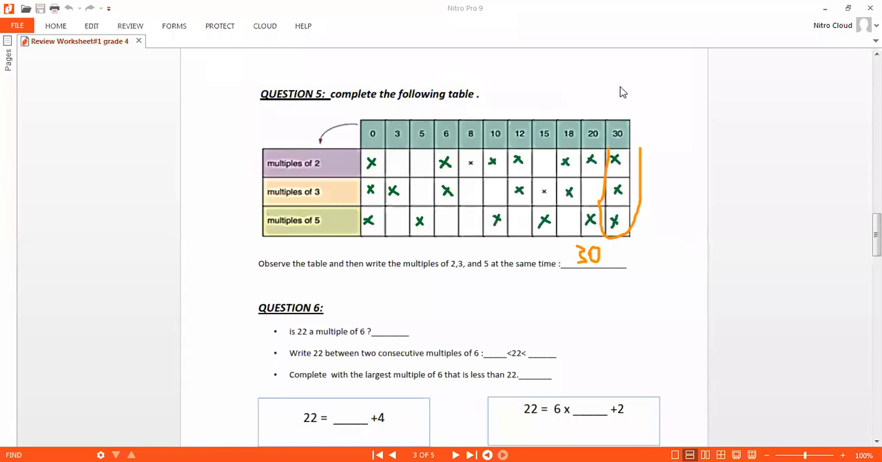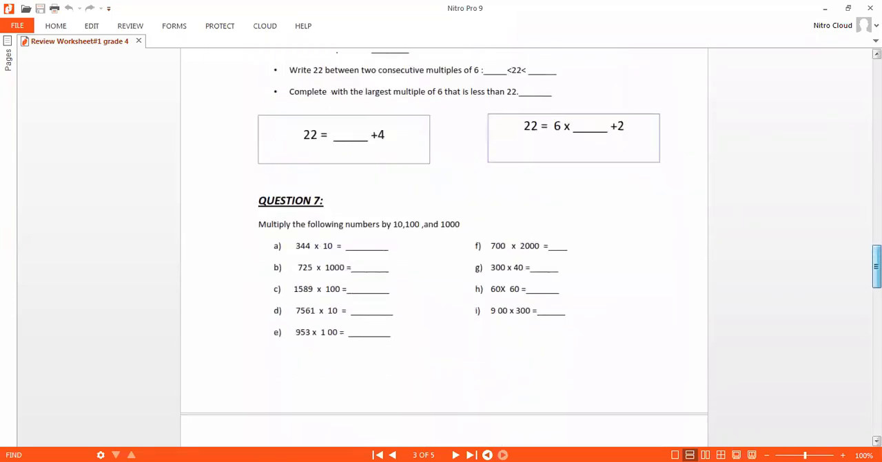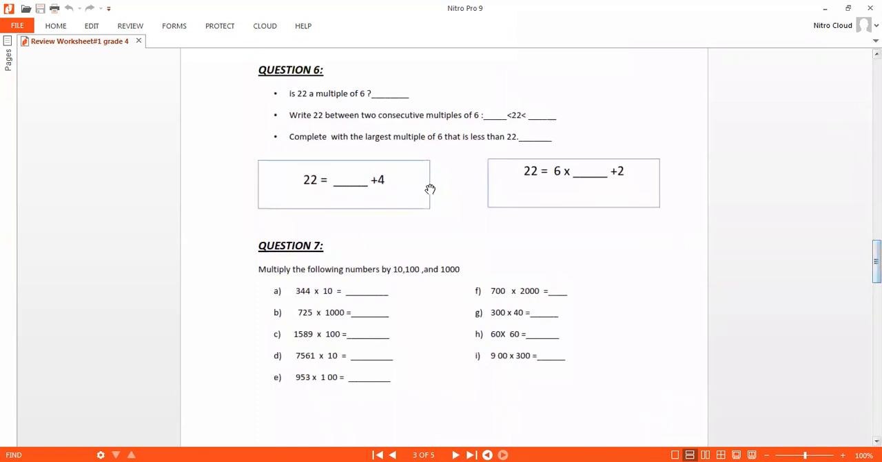Now let us go for question number 6. In question number 6, is 22 a multiple of 6? Of course it's not, because I can't find a number I multiply the 6 by in order to get 22. So no. Now tell me, 22, it's between what two consecutive multiples of 6?